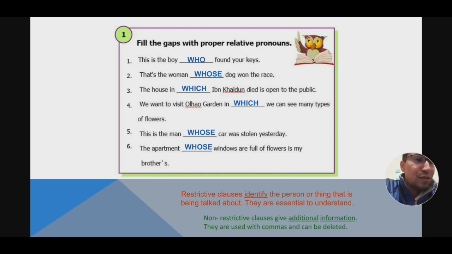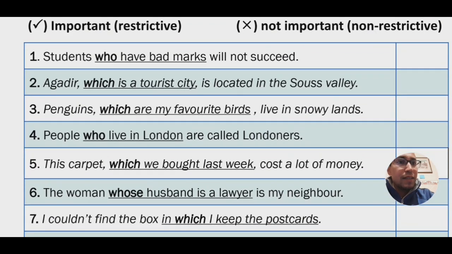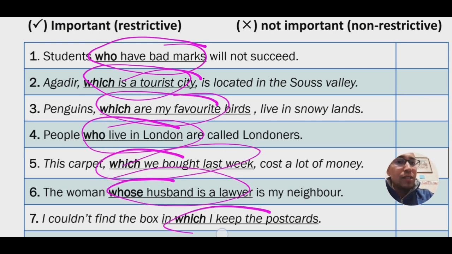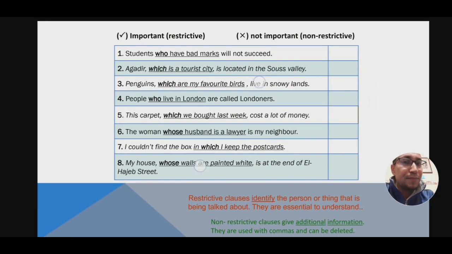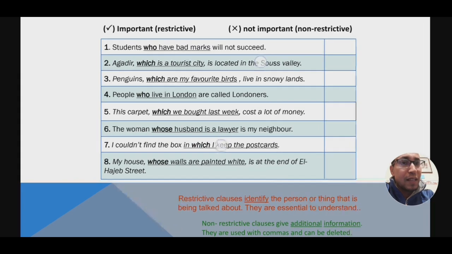Now let's go to exercises about restrictive and non-restrictive clauses. Next. Here we'll be talking about the clauses. All the clauses which are underlined, you tell me if they are important or not. So this is what you're going to tell me, and that's it. Always remember the rules. If you remember them, you'll get it done.